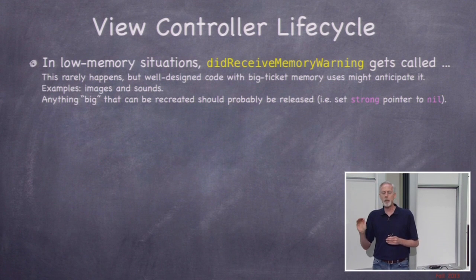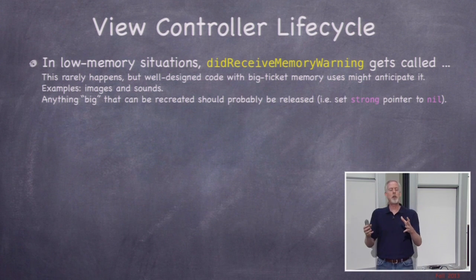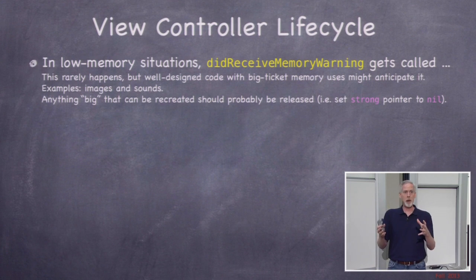That means in the heap. And that means setting strong pointers you have to nil. Now, if you display an image, if your MVC's view displays an image, that's big memory.